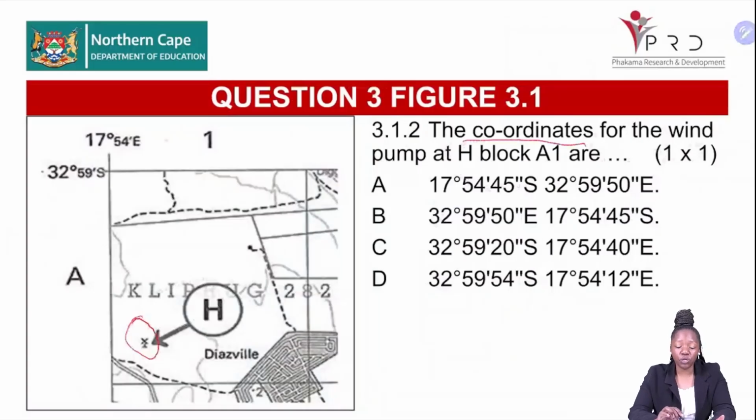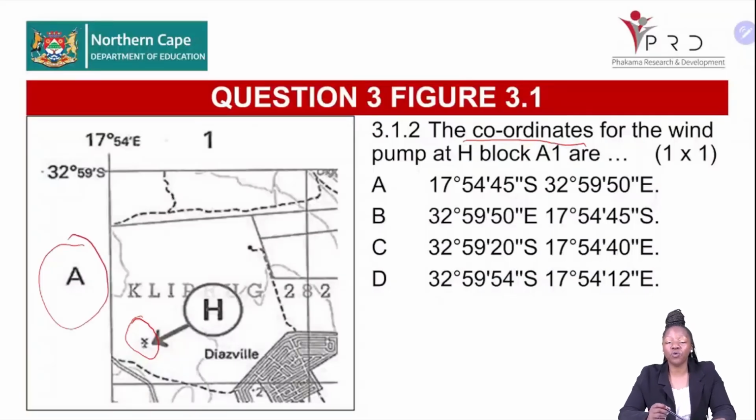By now, you're supposed to know that when you are doing your coordinates, you're supposed to start with the degrees, followed by the minutes as well as the seconds. By now, you're supposed to know that the degrees do not change. So what changes is the minutes. And again, you are guided by which block you are referring to. So for this one, we are referring to block A.